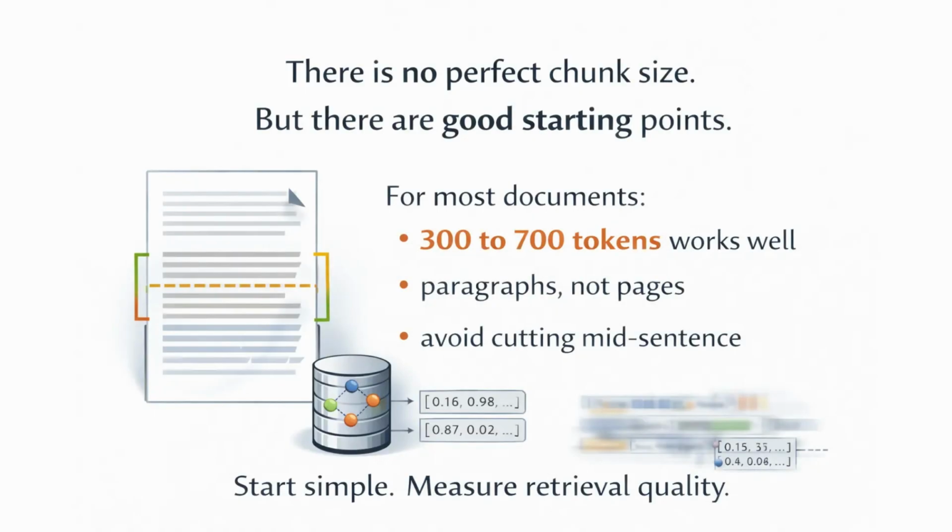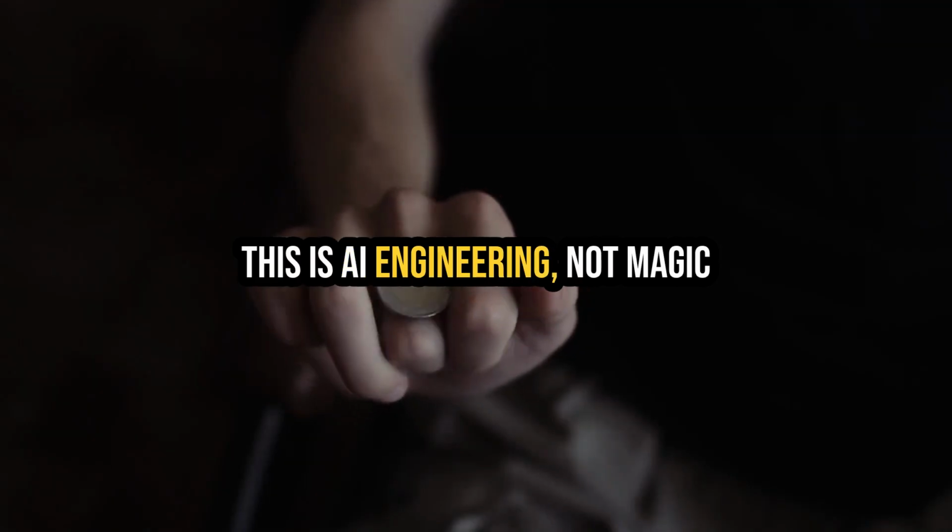There's no perfect chunk size, but there are good starting points. For most documents, 300 to 700 tokens works well. Paragraphs, not pages. Avoid cutting mid-sentence. Start simple. Measure retrieval quality. Adjust. This is AI engineering, not magic.